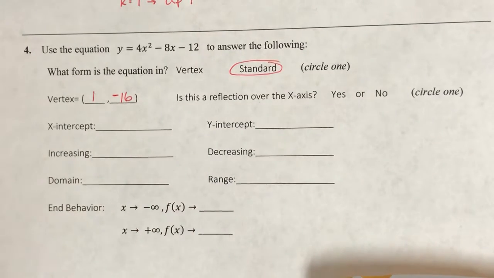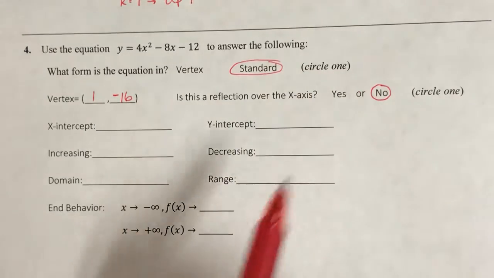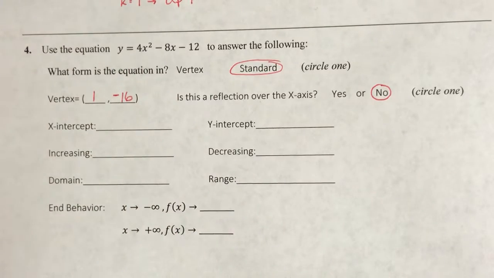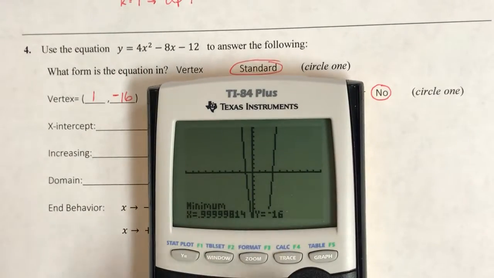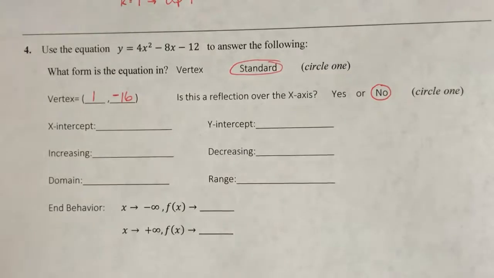Is this a reflection over the x-axis? No, because the parabola still opens up. That a value is positive. The y-intercept, if we hit trace, we should be able to trace back to where x is 0, y is -12.